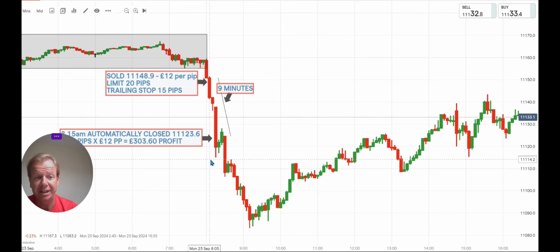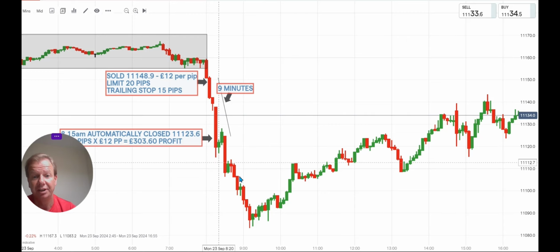So a nice little £300, as I say, in the morning before most people even started work. So I didn't do any more trading today because I don't need to. I'm not being greedy. £303, that's the quickest £300 I've made, to make it in 9 minutes like that. And anybody can trade this. Such a simple trade to do.